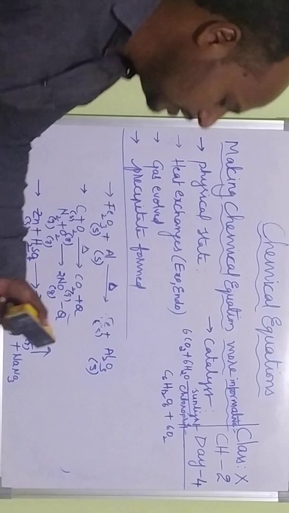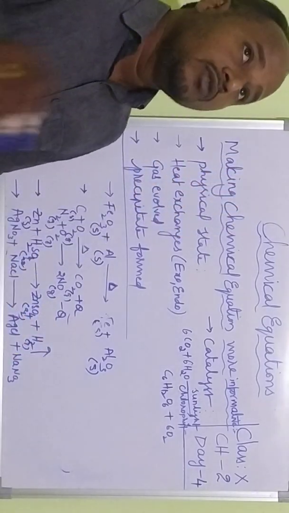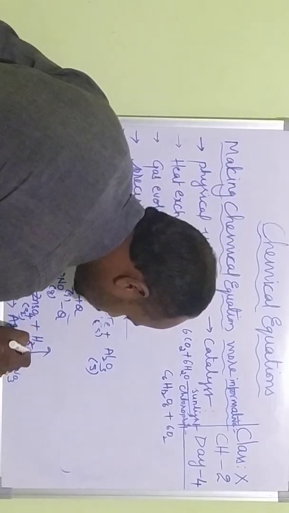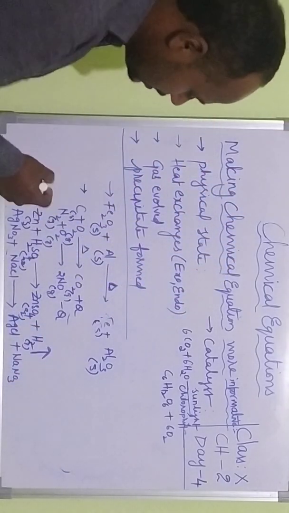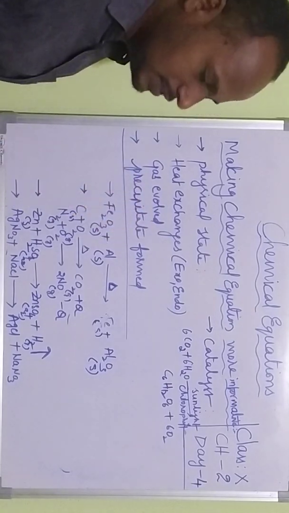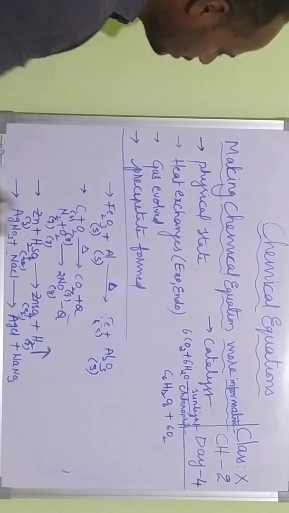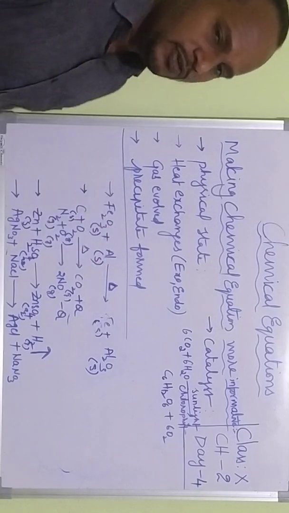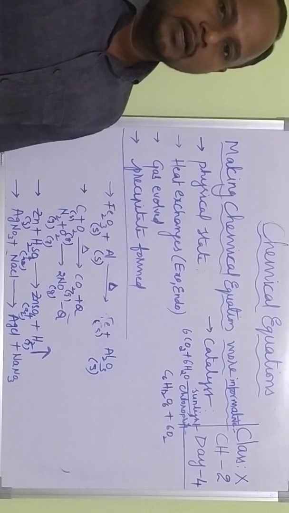In this equation gas is released, that is hydrogen gas. It goes up, so we can show it with this symbol, the upward arrow. So in this reaction gas is evolved. When gas is evolved, we can show it with this symbol. Understand? Next, precipitate formation. A precipitate is something that remains at the bottom.